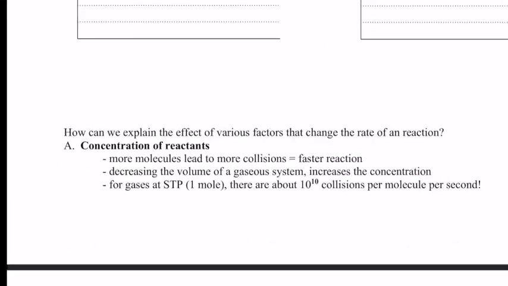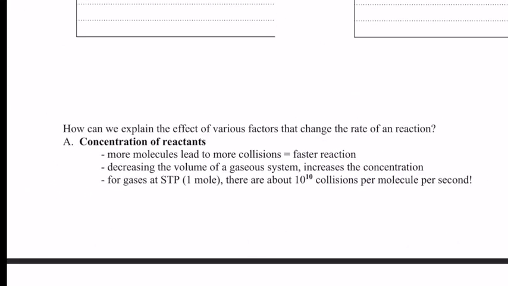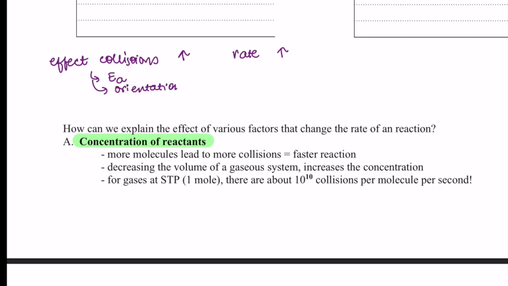So then let's use this newly learned information to go back and try to explain how factors like concentration and temperature can change the rate of the reaction. Why does an increase in concentration increase the rate? Well, we know that the rate of the reaction is directly proportional to the number of effective collisions. An effective collision means collision having minimum energy and the right orientation.